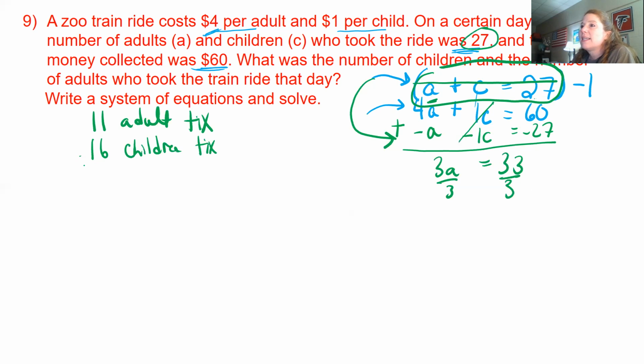It is. If adults paid $4 each, that's $44. Children paid $1 each, that's $16. And that tells me that made $60, which is the other criteria we were trying to meet. So I know my answer is correct.